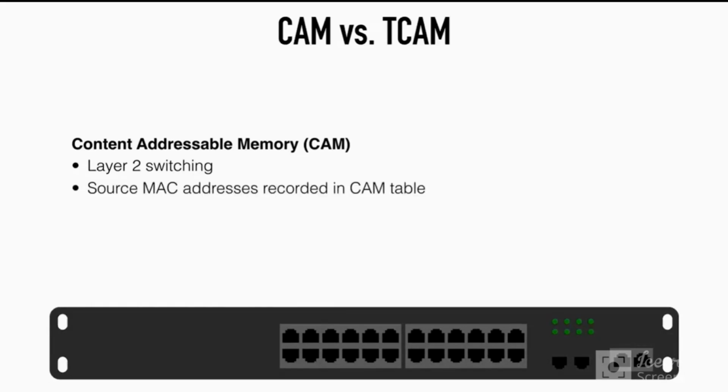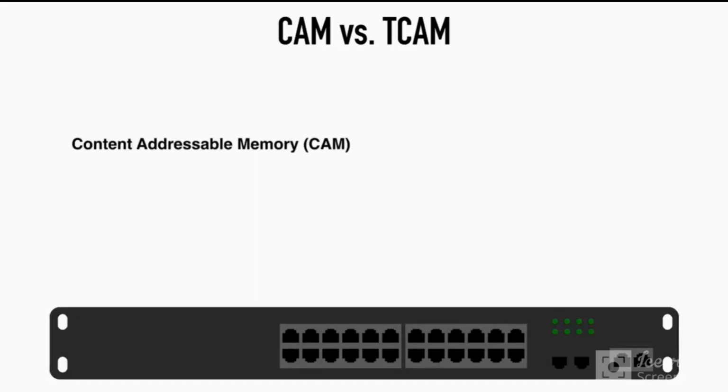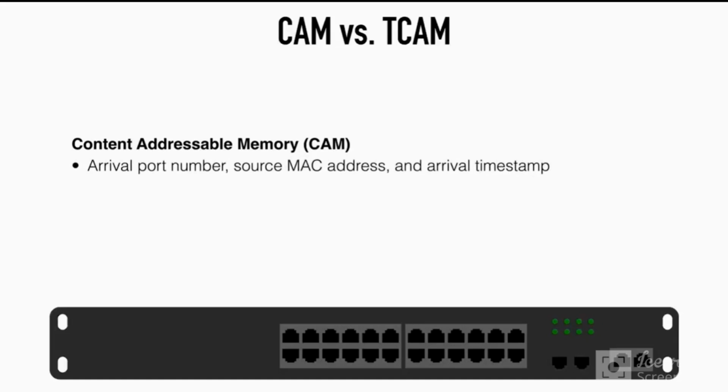As data frames arrive on a switch port, the switch will learn the source MAC addresses correlating to that traffic, and it's going to record those MAC addresses in the CAM table. This is done so that next time there's a frame destined for a specific MAC address, the switch knows exactly how to deliver that and the switch port that it should use to do so. The entry recorded into the CAM table includes the port number the frame arrived on, the source MAC address associated with the frame, and also the timestamp for the frame's arrival.